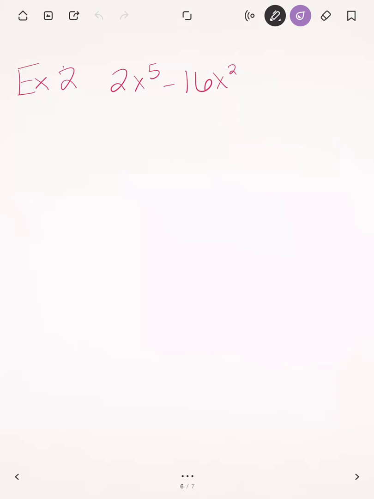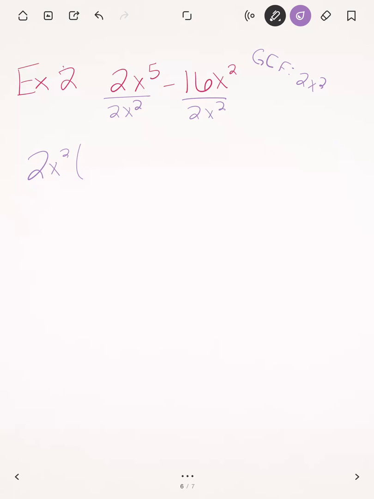Okay, looking at example number 2 for a difference of cubes. I now see that I have 2x to the 5th minus 16x squared. Again, I notice these aren't perfect cubes, which means I have to check for a GCF. So my GCF in this equation would be 2 and x squared, so 2x squared. I'm going to divide out 2x squared and see if I have a difference of cubes. So my GCF goes out front.